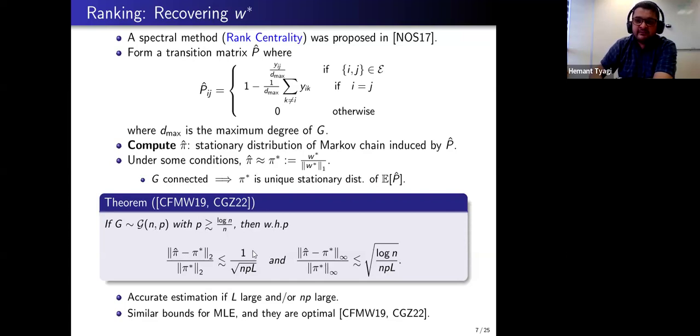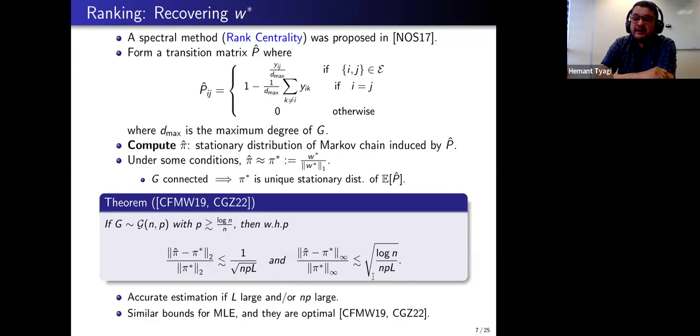bound and L infinity bound for estimating pi star, and everything is non-asymptotic here. And this high probability is roughly 1 minus n to the minus 10 or something like this. So it's a really high probability. So you have this L2 error rate, which is 1 over square root of NPL. And you also have this infinity error rate, which is the same, but with a log n factor. So square root of log n over NPL.